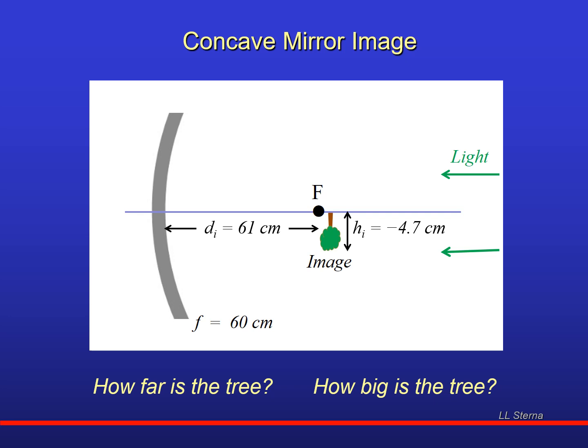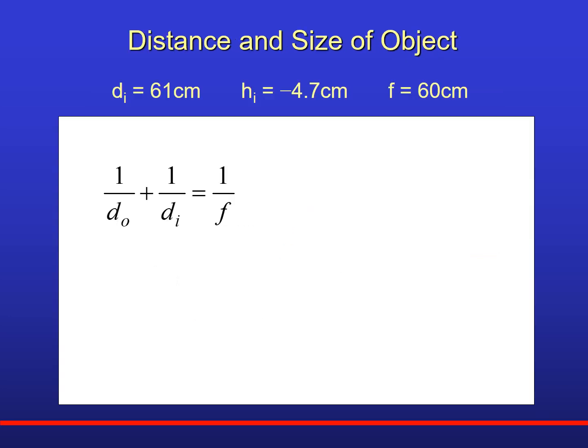Now, with those three pieces of information: the focal length of the mirror, d sub i, and h sub i, can we answer the two questions, how far is the tree and how big is the tree? Of course, we're talking about the object. We've measured the image. We want to learn something about the object. Okay, here's my whiteboard. There's the information: d sub i, h sub i, the focal length of the mirror. There's the mirror equation.